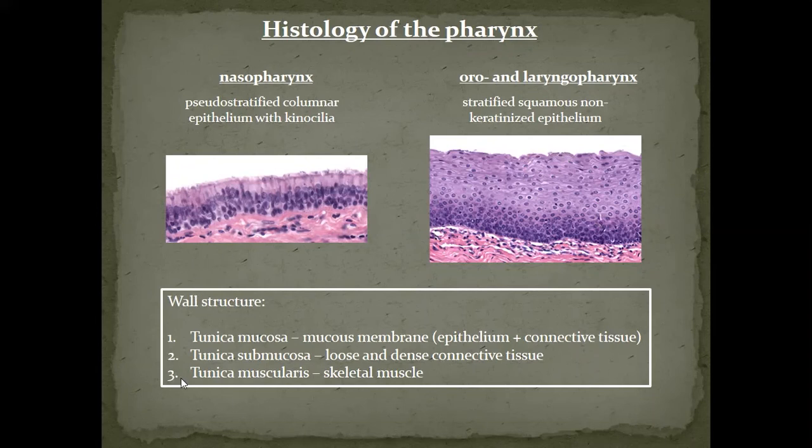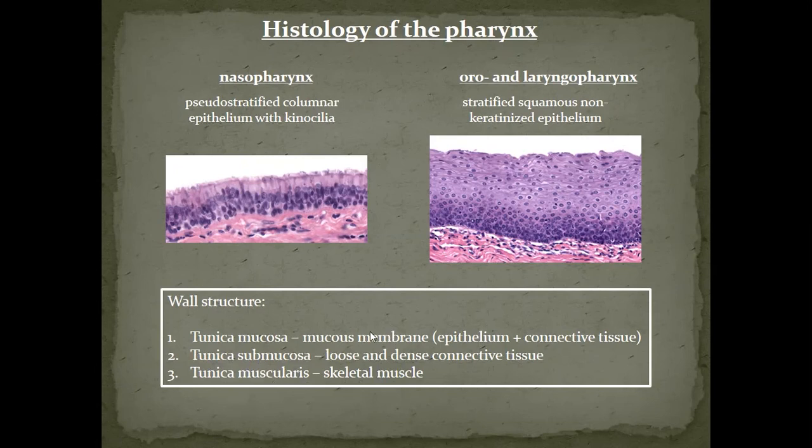Okay, all over the pharynx, we have a typical wall structure with 3 main layers, where the first and innermost layer is the mucous membrane called the tunica mucosa, which consists of an epithelium and the underlying connective tissue. After this, we have again a connective tissue layer called the submucosa, which consists of loose or a little bit denser connective tissue. And then we have a tunica muscularis, which is composed of skeletal muscle.